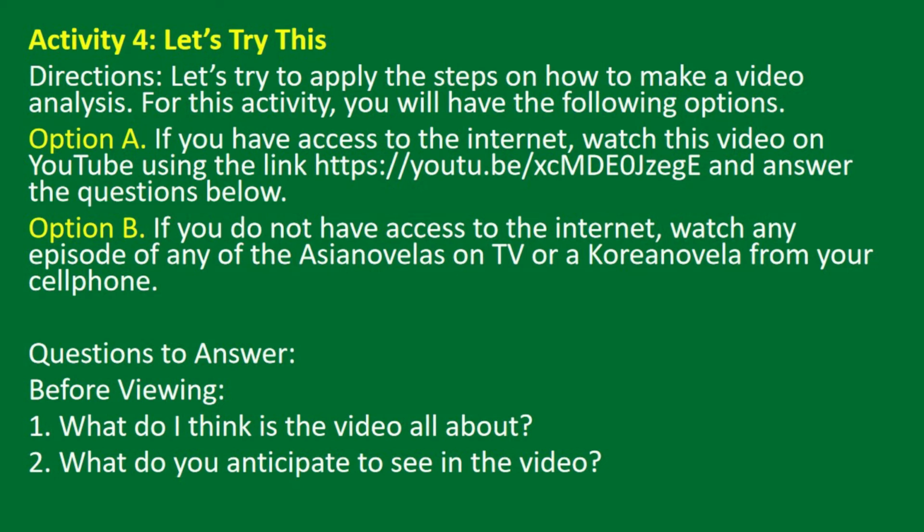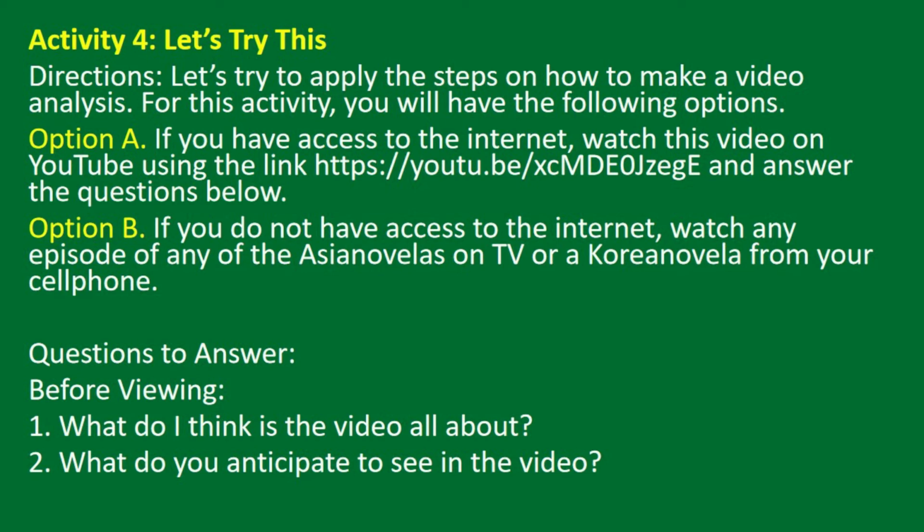Activity 4. Let's try this. Let's try to apply the steps on how to make a video analysis. For this activity, you will have the following options. Option A. If you have access to the internet, watch this video on YouTube using the link and answer the questions below. Option B. If you do not have access to the internet, watch any episode of any of the Asian novellas on TV or a Korean novella from your cell phone. And here are the questions for you to answer.